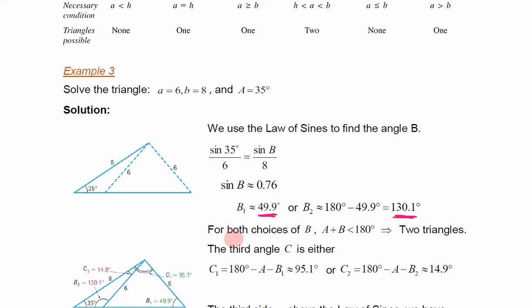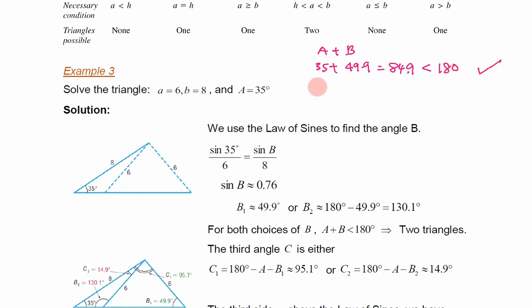Okay, so for both choices of B, we add A plus B. We know that our A is 35 degrees. If it is less than 180, that will be one of the angles. So you can try 35 plus 49.9. What do you get? A plus B, our angle is 35, first pair is 49.9. So we add this, we will get 84.9, which is less than 180. So we will have this triangle.